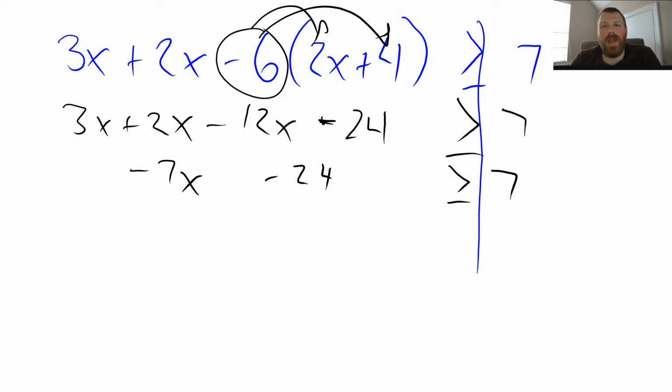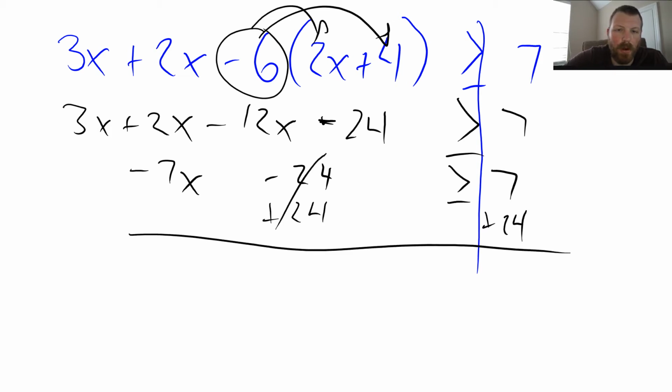Now this has become a two-step inequality, and that's the whole goal of everything, is to try to break it down into that one little single variable. So we have to add 24 to both sides. We're going to cross that out and bring down our negative 7x. We're going to bring down our greater than or equal to symbol, and we're going to add these, which is going to become 31. Last step is to divide by negative 7.